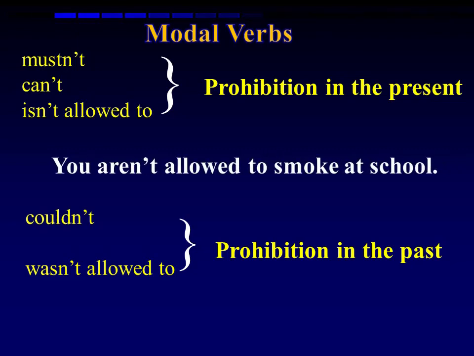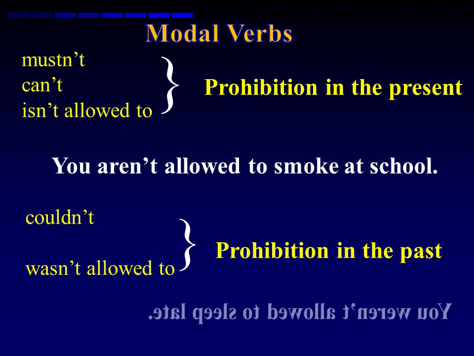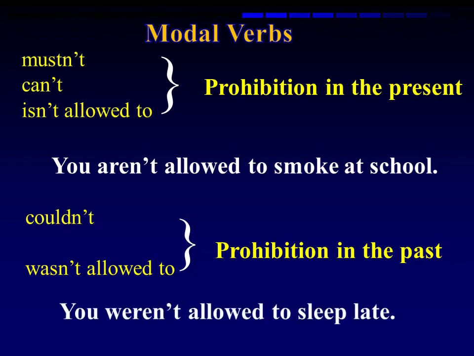Example, you aren't allowed to smoke at school. Here, this is a kind of prohibition in the present. But if you want to talk about the past, I can say, you weren't allowed to sleep late, for example.